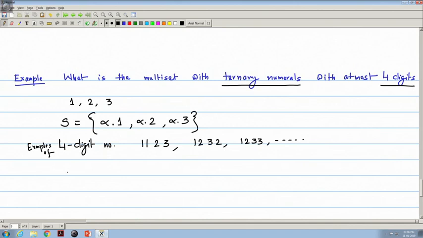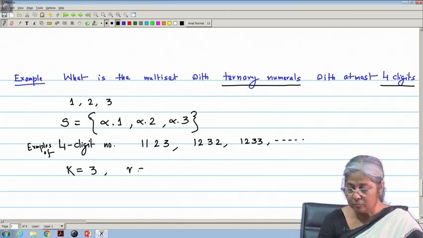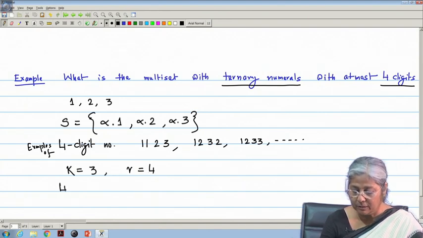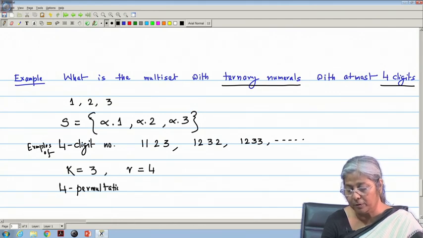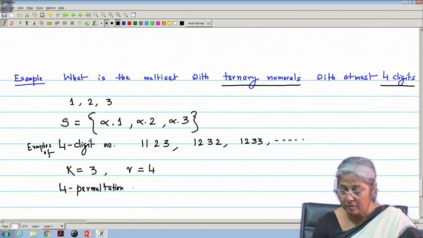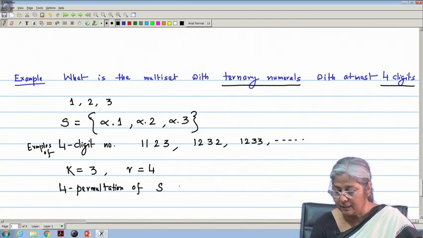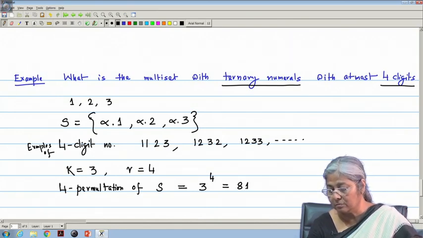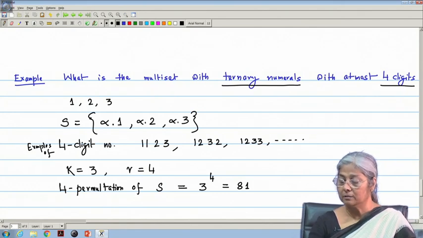because here it is k to the power r. So, k is 3 because I have 1 to 3, only 3 different types. So, k equals 3 and r equals 4, because mainly I have to take the 4-permutations since I have only 4 digits. So, the 4-permutations of S is equal to 3 to the power 4, which is 81. So, I have only this many numbers possible.